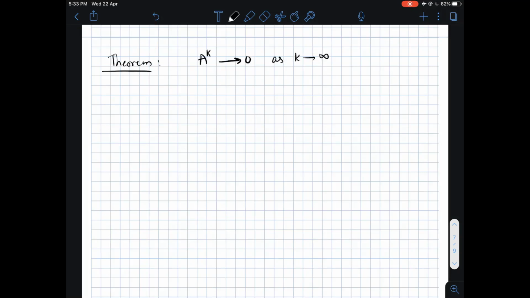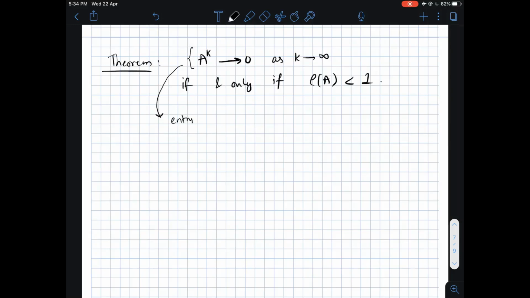A to the k goes to 0 as k goes to infinity if and only if rho of A is less than 1. Basically, A to the k means you are starting with the matrix A and taking powers, and this power k goes to infinity, meaning you are taking larger and larger powers. As you keep taking larger and larger powers, you want the matrix to go to 0. Now this needs to be explained. What do you mean by matrix going to 0?